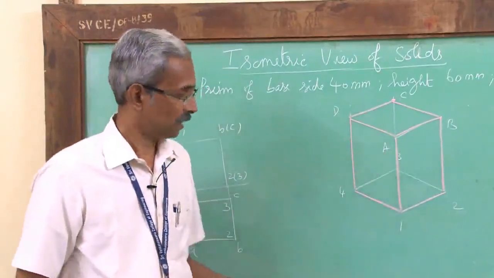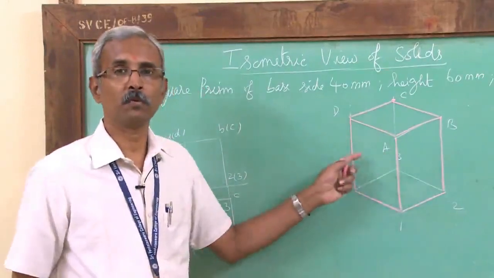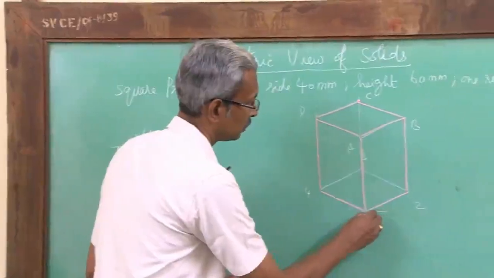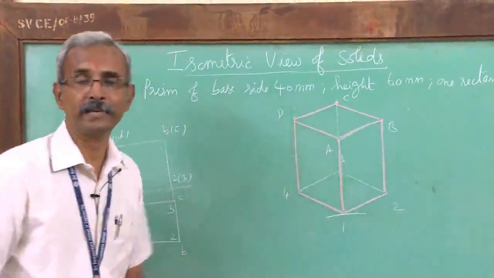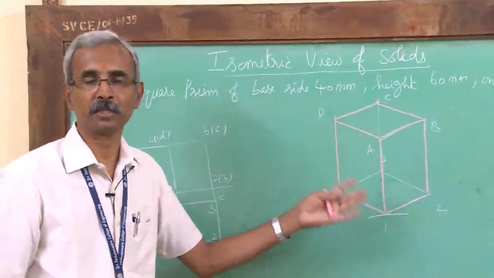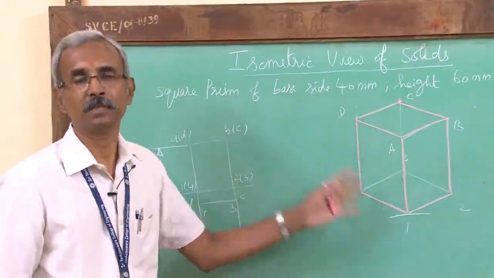So this is the isometric view of a square prism, and again as I told you, these two are inclined at 30 degrees each, which I am not explicitly marking there because it is understood that in isometric view it will be only 30 degrees.